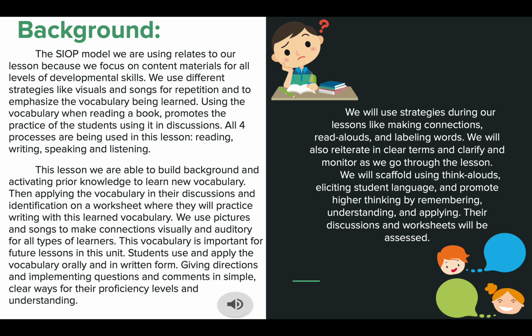Some strategies we incorporate are labeling, reiterating, and clarifying to monitor student understanding. When listening in on discussions, it is important to use their language and promote higher thinking by asking questions that they will be able to recall, understand, and later apply.